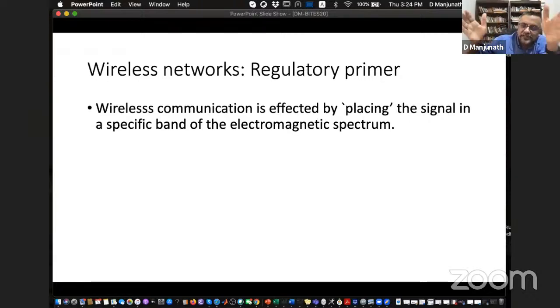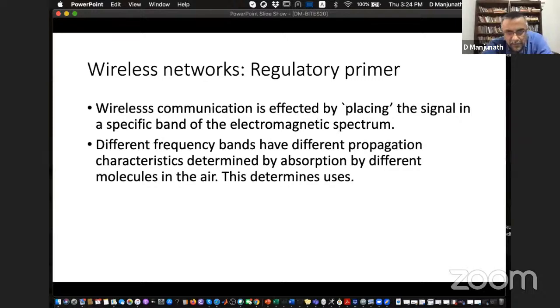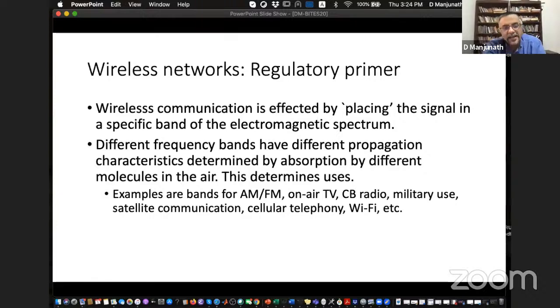So there's a baseband signal which is moved to a part of the spectrum, and what part of the spectrum you want to move to depends on the application. Now different bands have different propagation characteristics, and what determines a propagation characteristic? The different molecules in the air, basically. Essentially, water absorbs some frequencies, some other molecules absorb some other frequencies, and so on. So depending on the environment, different wavelengths or different parts of the spectrum have different propagation characteristics. And depending on the propagation characteristics, you define uses. For example, there are separate bands for AM and FM, a separate band for on-air TV, and a separate band for CB radio.